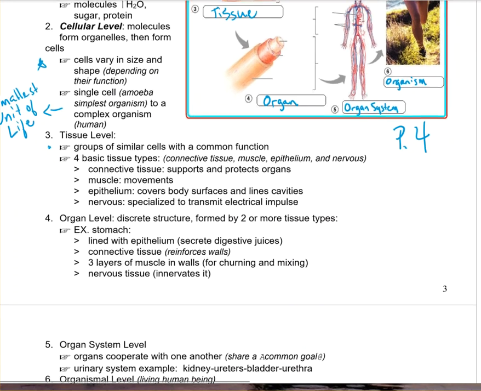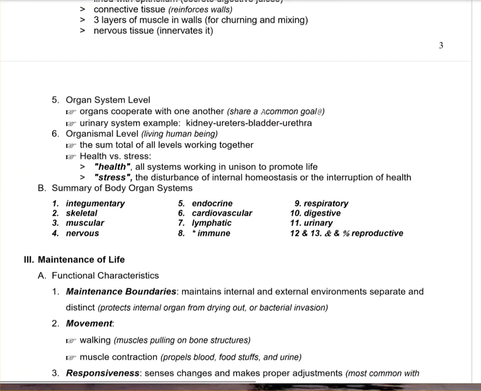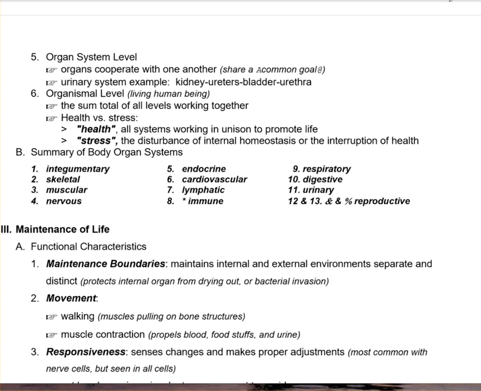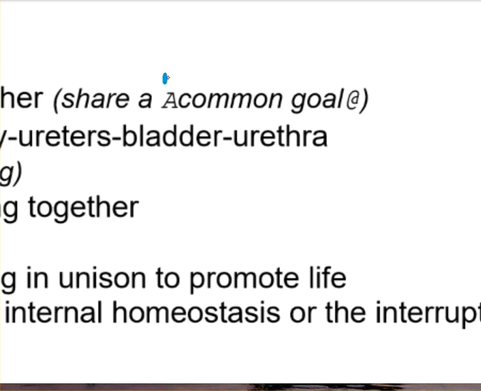if we go here to the next page, organ system level is where organs work together to share some sort of common goal. So they use the urinary system as an example, where your kidney is producing the urine, the ureters are sending the urine down to your bladder, and then your bladder is releasing that urine out through your urethra. So all four of those organs work together for one common goal, which is to remove waste products, liquid waste products, from our body.